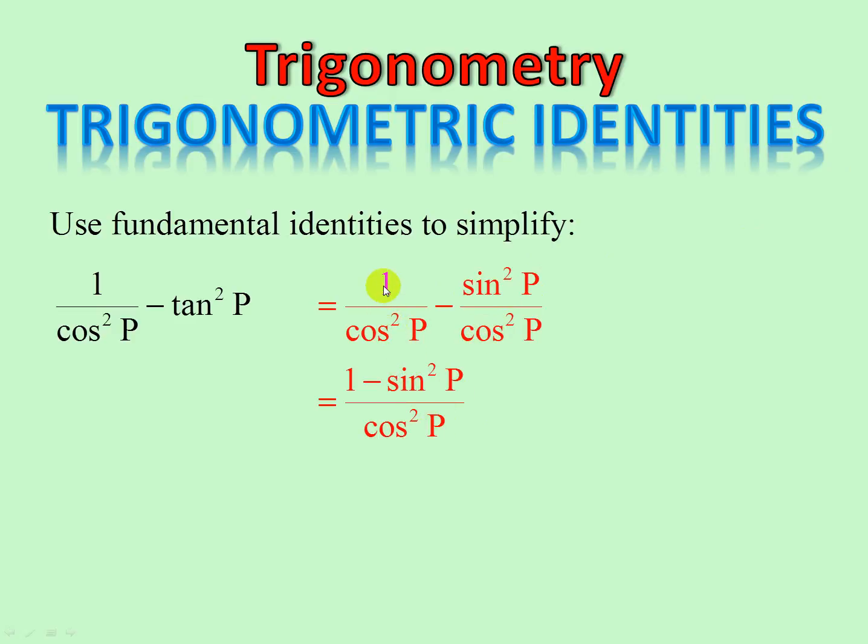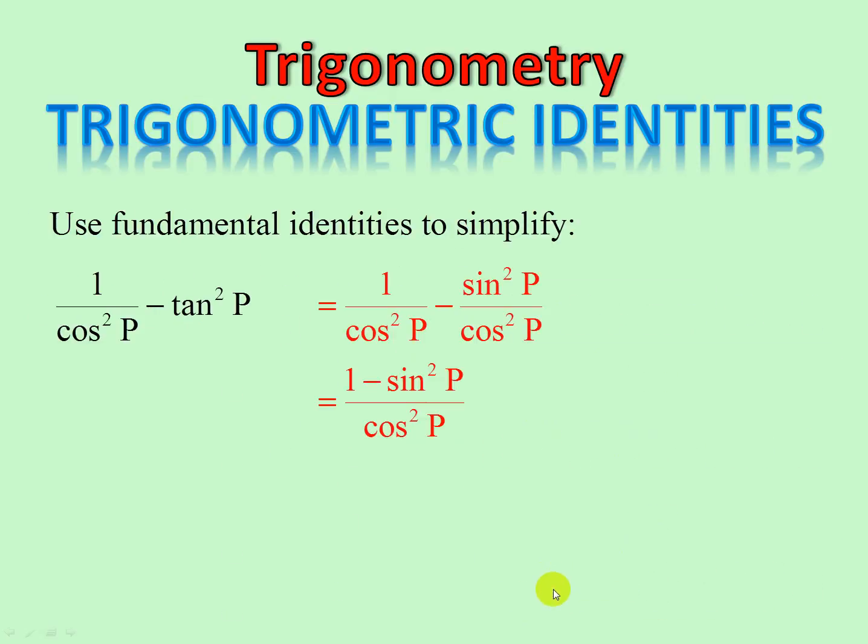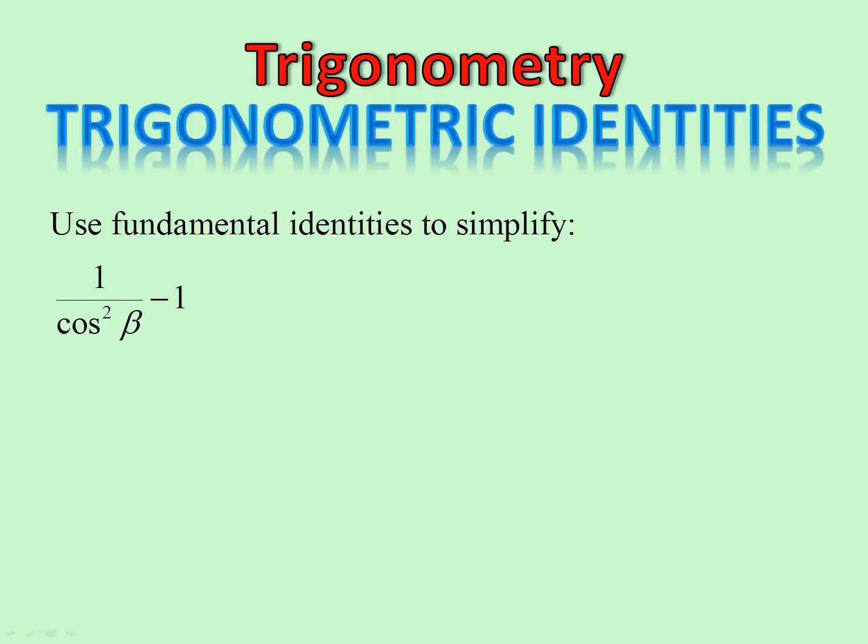So on the top line we'll have 1 minus sine squared. Now we recognize 1 minus sine squared. There we are. 1 minus sine squared is cos squared. So therefore we can take that and write cos squared, and that gives us 1.